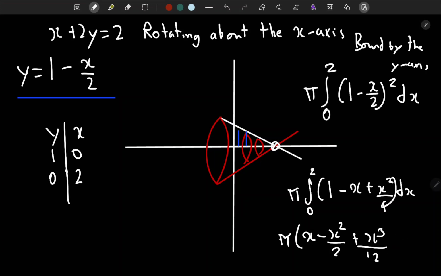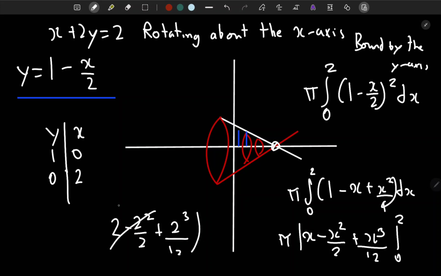And now we put the limits 0, 2, and now we simply substitute 2 for x and then subtract the value at 0, and 0 is going to be entirely 0. So if we substitute 2 here, we'll get 2 minus 2 squared over 2, which is going to cancel out, plus 2 to the power of 3 over 12, multiplied by pi, and the final answer you'll get is 8 over 12 pi as your answer. Let's do an example where we are rotating against the y-axis this time.